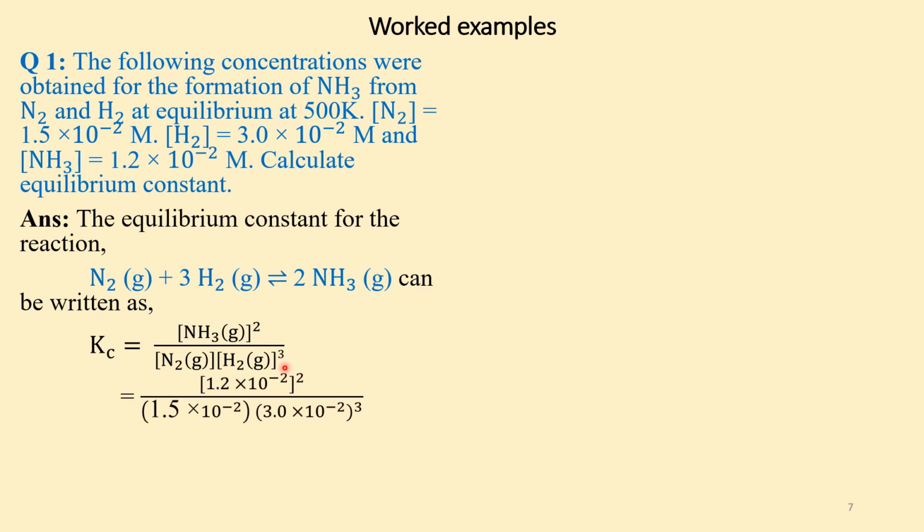So substituting the given values, (1.2 × 10^-2)^2 divided by 1.5 × 10^-2 into (3.0 × 10^-2)^3. Simplifying, we get the answer as 0.106 × 10^4. Please substitute and simplify the values yourself and get the answer as 0.106 × 10^4, or it can be written as 1.06, shifting the decimal place, × 10^3.